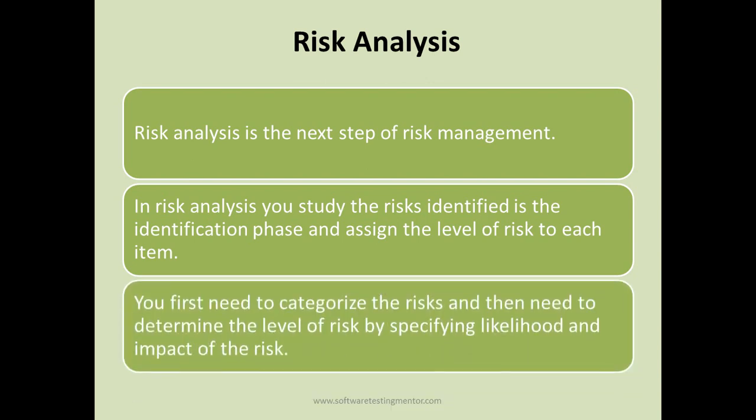You first need to categorize the risk and then determine the level of risk, specifying likelihood and impact of the risk. So in the risk identification template, there are columns for likelihood and impact. So once you have identified all the risks, the second phase is to analyze and determine the level, likelihood, or impact of the risk. This is also done by discussing with different stakeholders in the team.